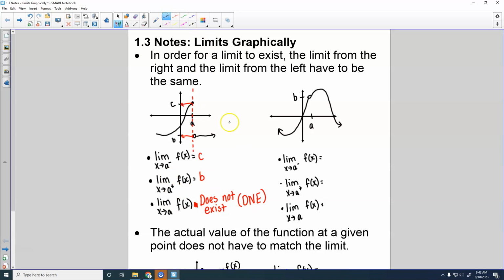I didn't put this on here, but let's add it. What is f of a? Let's see. When you're seeing f of that value, you're looking for where the closed dot is. And that closed dot is up here, and its y-coordinate is c.